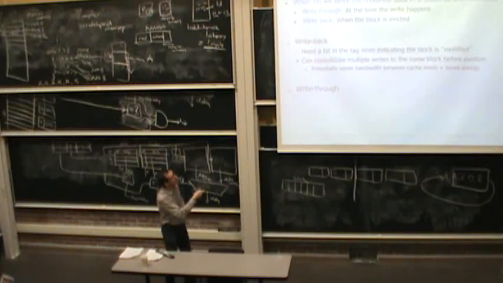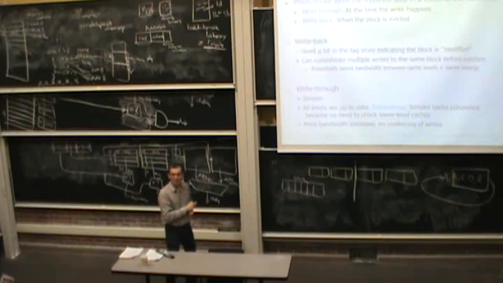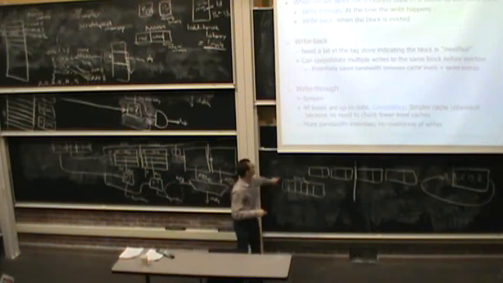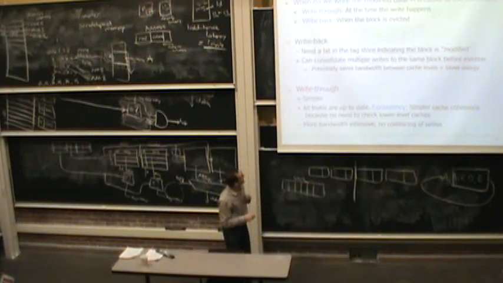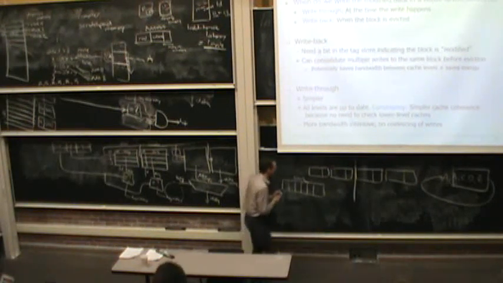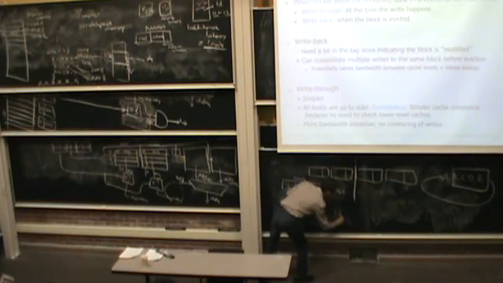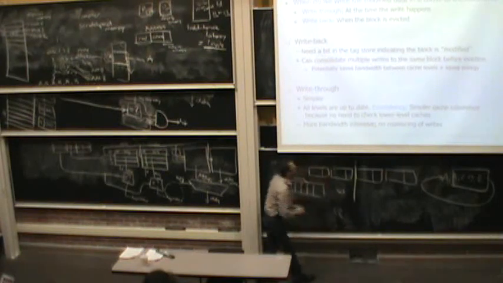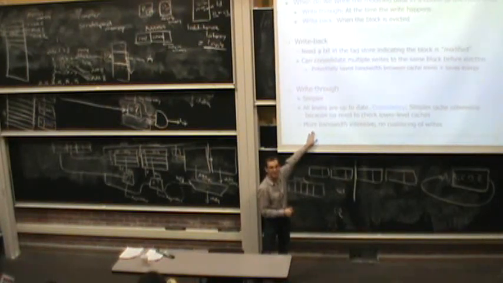Bandwidth savings. You save the bandwidth. Write-through is simpler, you don't need to have the extra bit. All levels become up-to-date. There is no consistency issue, if you want. Your level 1 is the same as your level 2, is the same as your level 3, is the same as your memory. Of course, the downside is it's more bandwidth intensive. You don't coalesce the writes.